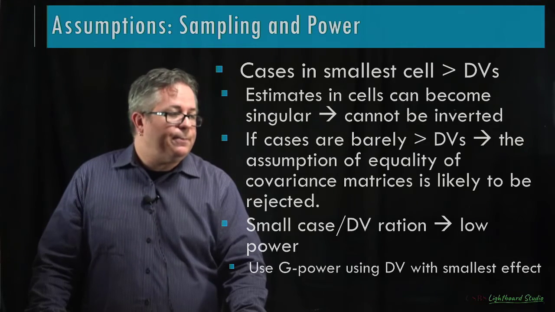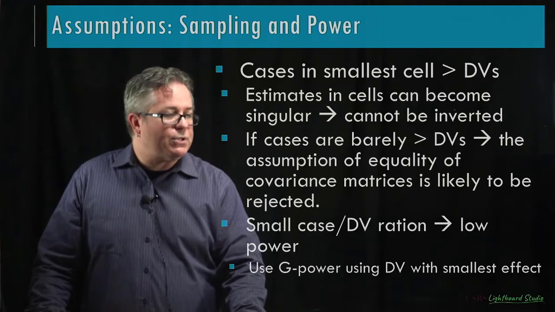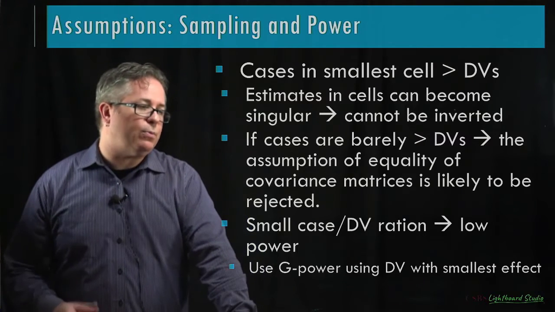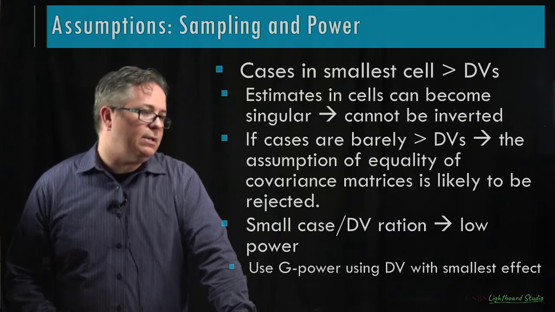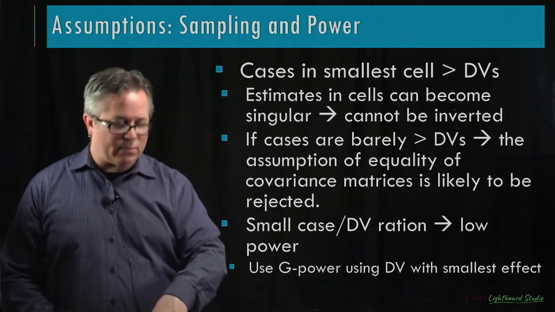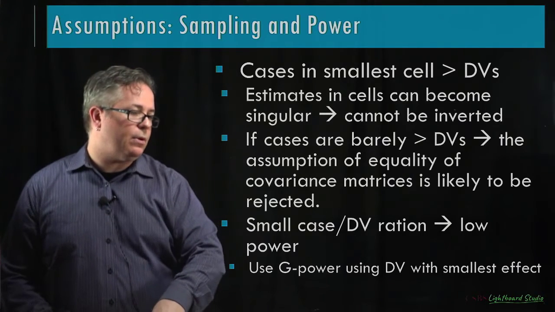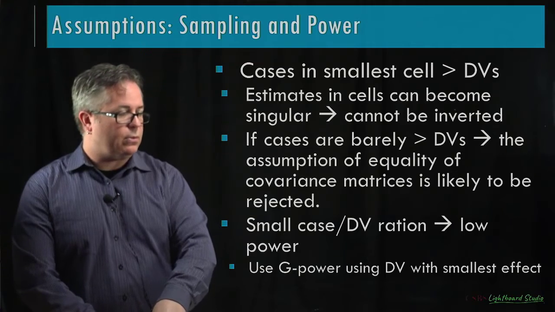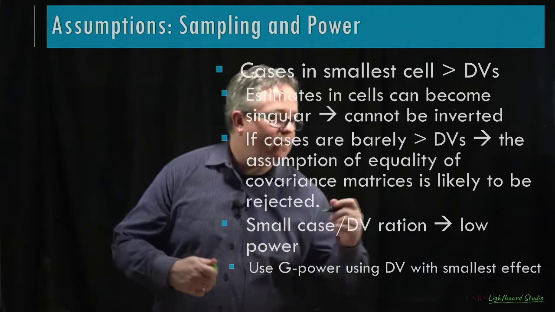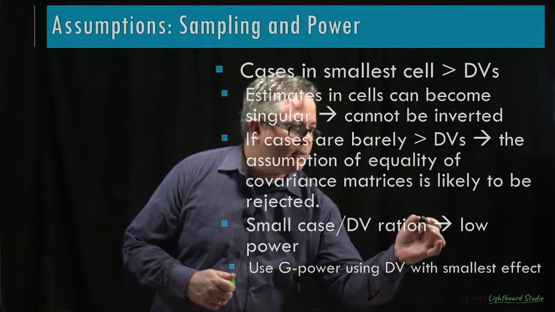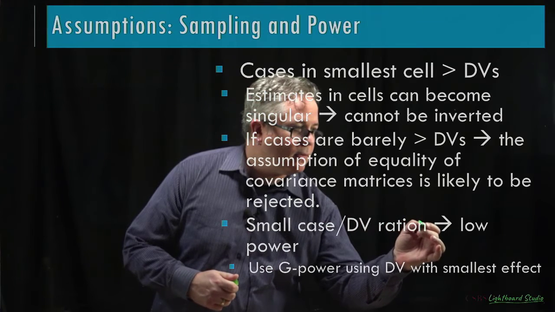So it's not good. An additional problem is you have a small case to DV ratio, not ration, but ratio. I don't know why. It's an autocorrect or something on here. So let's see, it should be just ratio.